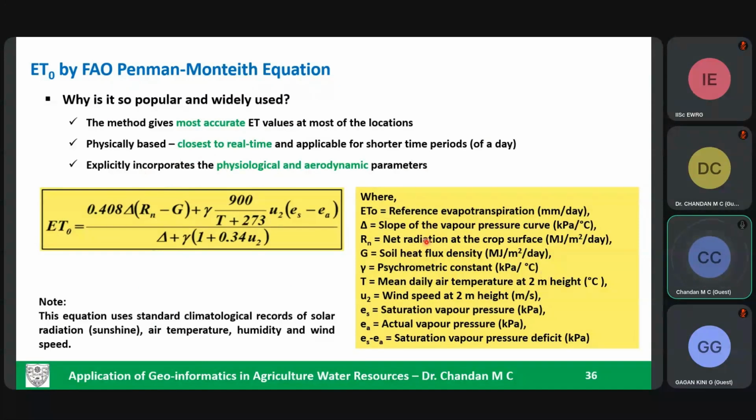Why? Because here you can see the factors which are being considered to arrive at the reference crop evapotranspiration. You have the net radiation, soil heat flux, and also the temperature at a particular height, that is 2 meter, then wind speed at 2 meter, saturation vapor pressure. All these meteorological factors are taken into account. So that is why this is termed as the closest value to the ground.